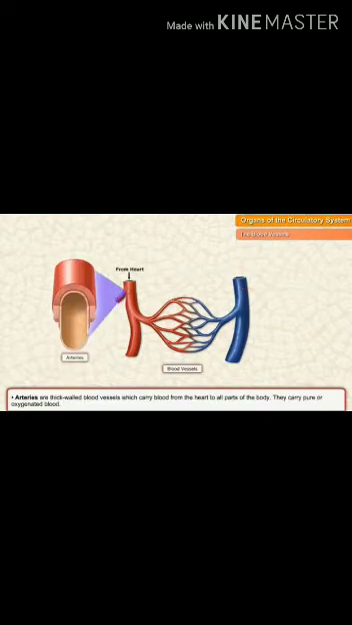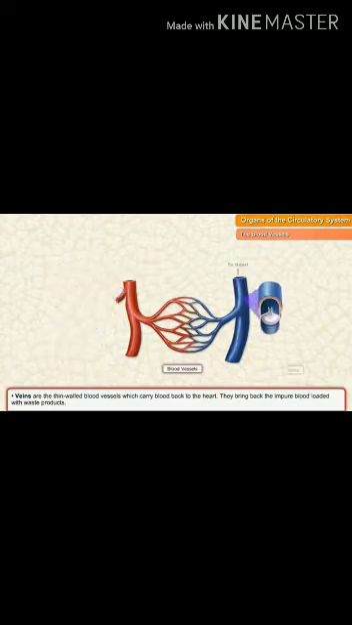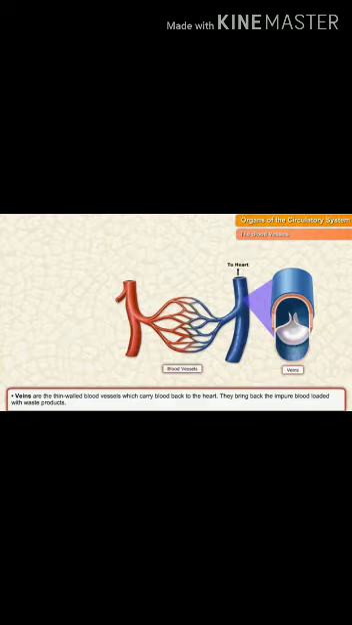Arteries are thick-walled blood vessels which carry blood from the heart to all parts of the body. They carry pure or oxygenated blood. Veins are thin-walled blood vessels which carry blood back to the heart. They bring back the impure blood loaded with waste products.